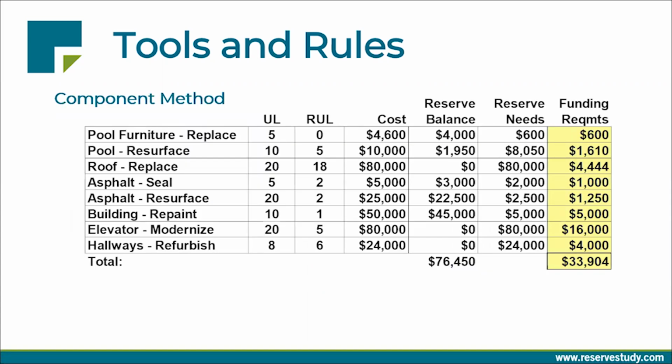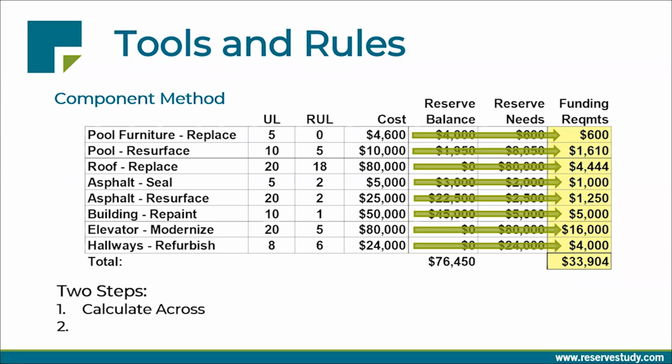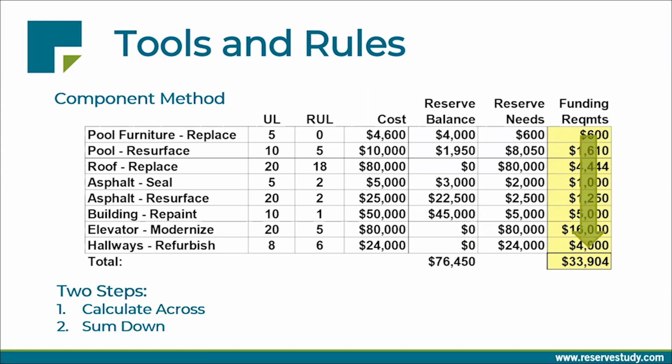So the first of them is the component method. The component method is where you focus on doing some calculations for each separate component, and thus the title. You can see the components listed here, 8 of them. Useful life, remaining useful life, cost. Find out how much reserves are attributed to each one. Look at the difference, fund that over time, and you get the funding requirements. So it's a matter of doing some calculations across and then summing them down. It's kind of a 2-step process: calculate across and sum down.